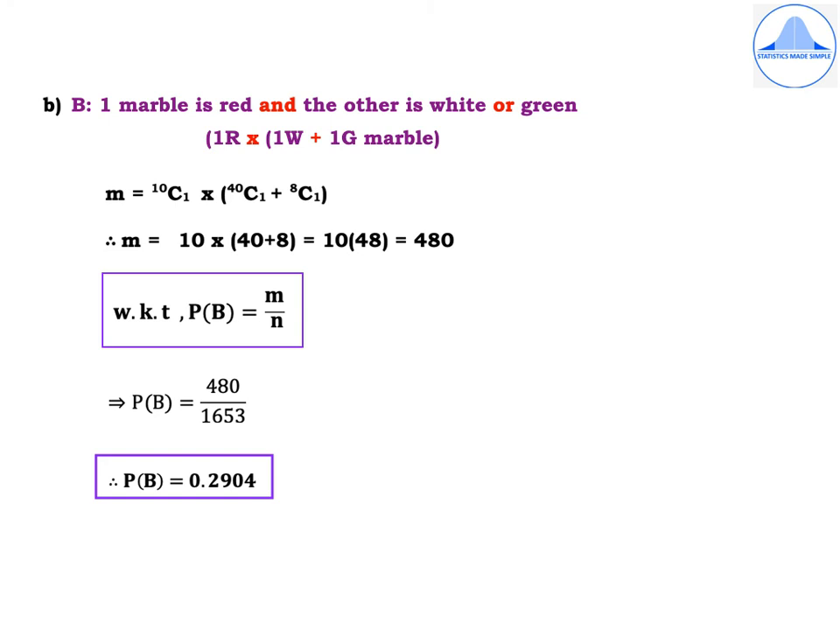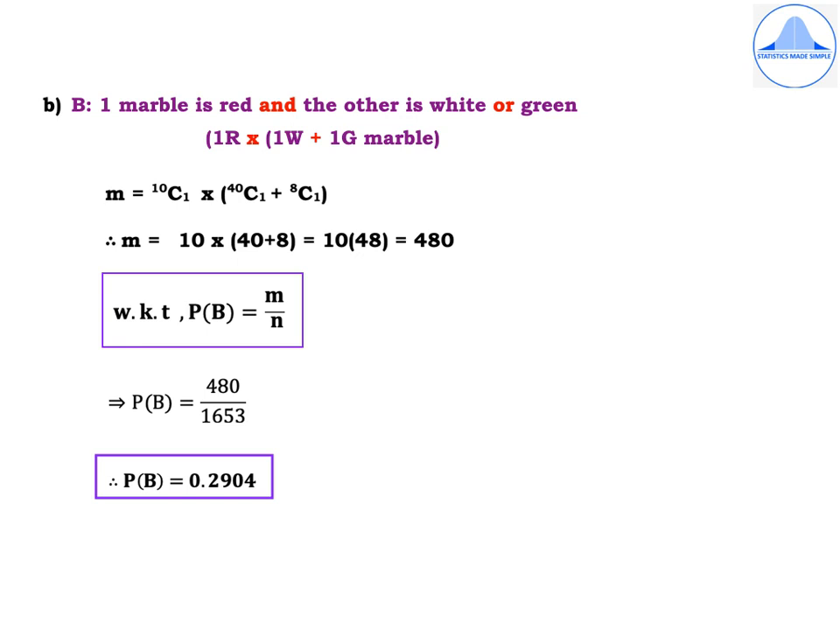Subdivision B. Define event B as one marble is red and the other is white or green. Here and, or are highlighted in red color, and remember that whenever we have the word and, it is multiplication, and or means it is plus. So within brackets I have written 1 red, so 1 R into 1 white plus 1 green marble. So let's find out M.